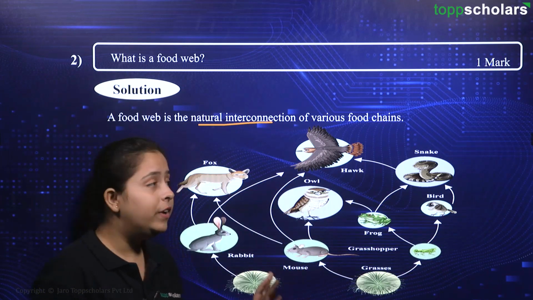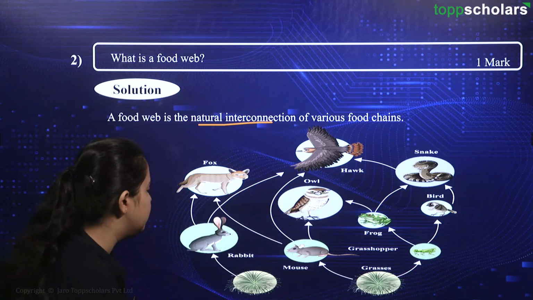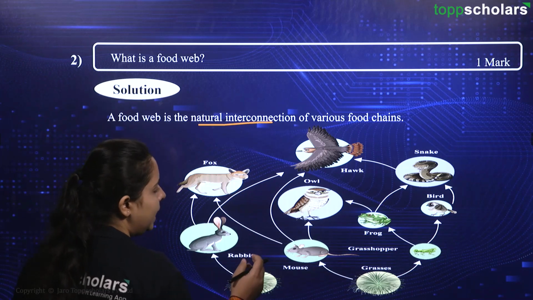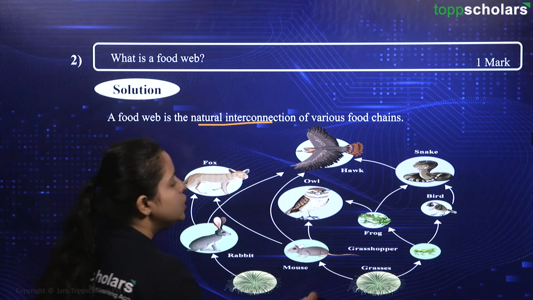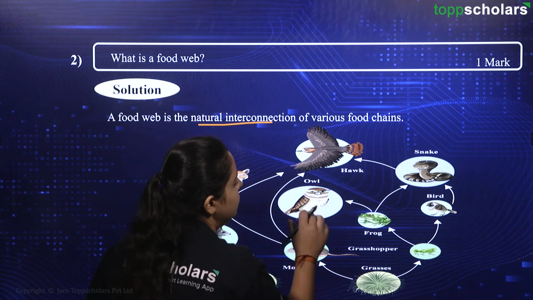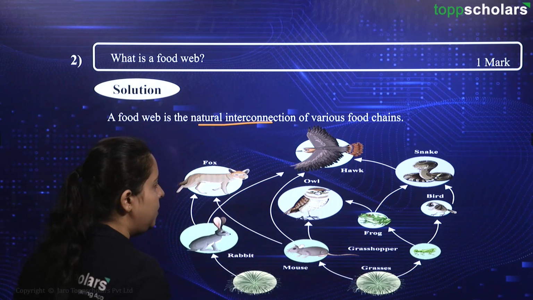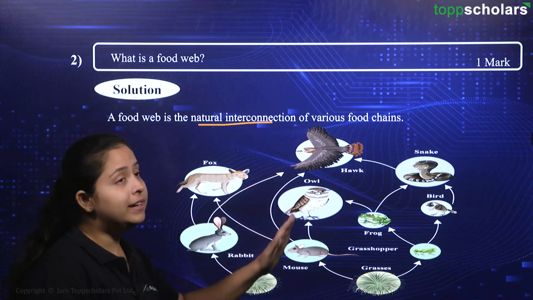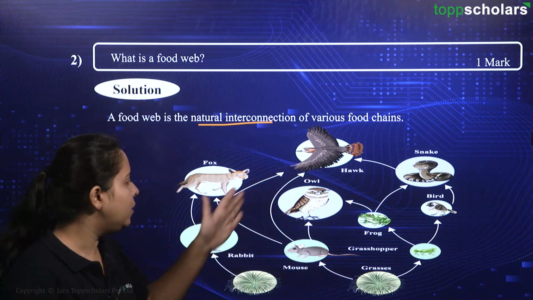But what we are doing is, we have interconnected all of those things, because this grass can be eaten by this mouse as well, and can be eaten by this grasshopper as well. So you will see that there is interconnection. This snake can also eat this frog, and this owl can also eat this frog, okay. So basically, one animal is not restricted to eating only in its own food chain. It can eat over here also.